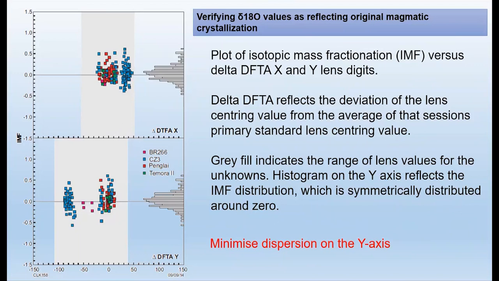I have seen papers where the reference material values, let's say, are plotting here, but the range of lens values for the unknown analyses are plotting outside that range. So then you have no confidence that your standardization is working effectively.